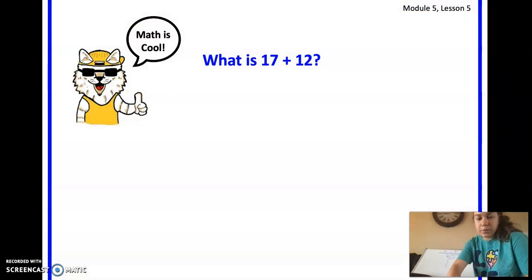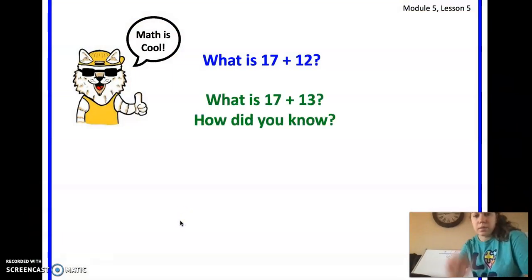Now let's see what they want us to do. So if 17 plus 12 is 29, what is 17 plus 13? What changed in that problem? You added 1 more from 12 to get 13. So if you just went up 1 more from 17 plus 12, now you have 17 plus 13. What do you think your answer is if you're just adding 1 more? Good, it would be 30 because 13 is only one more than 12. So our answer is only going to go up one more.